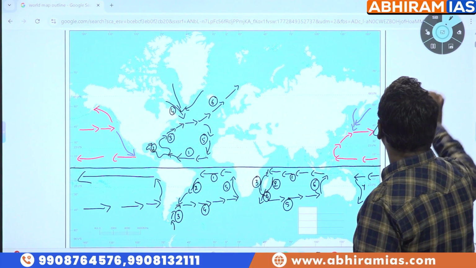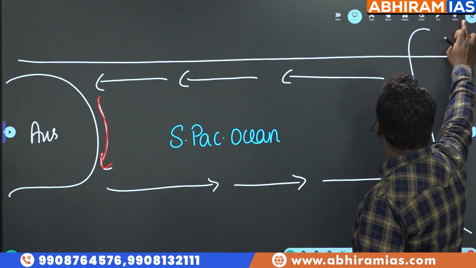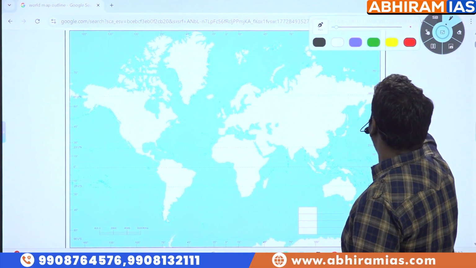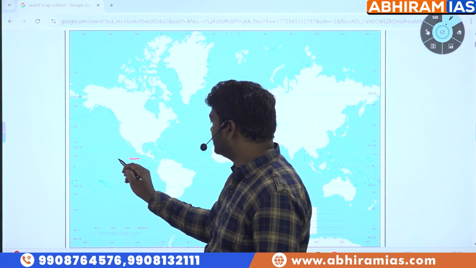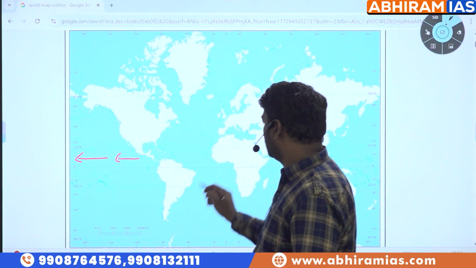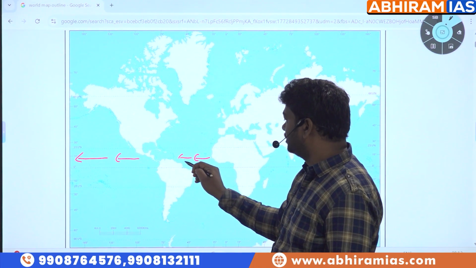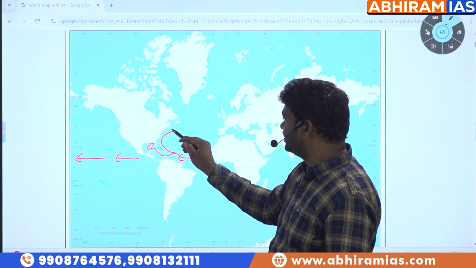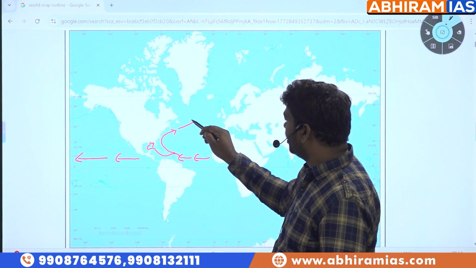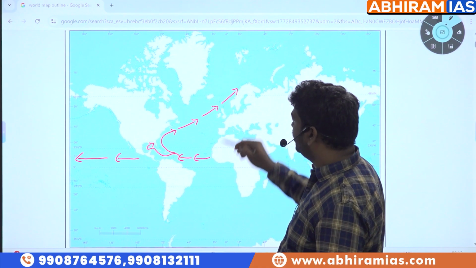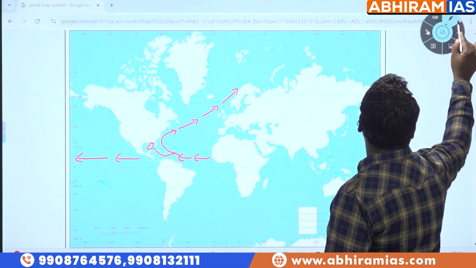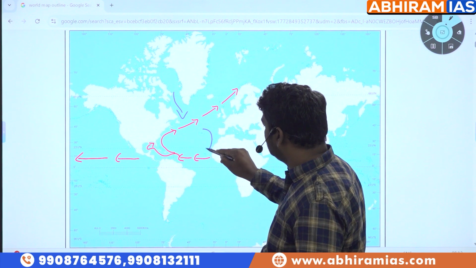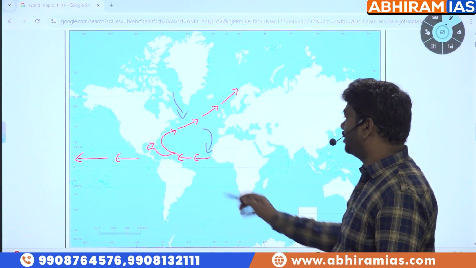One last time, only the northern hemisphere, you try. Yes, what is this? Good. What is this? What is this? Caribbean current. What is this? Gulf Stream. Good. What is this? North Atlantic drift. What is this? Yes, very good.